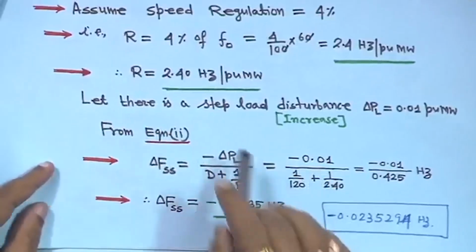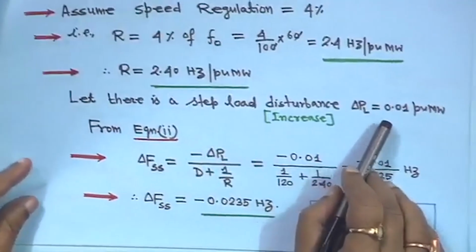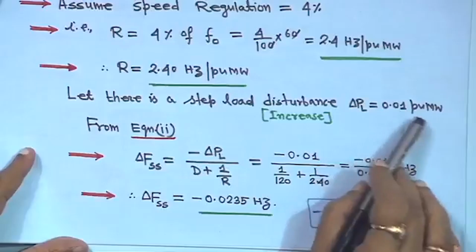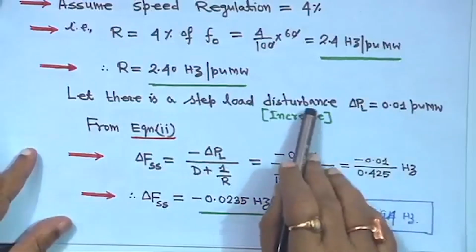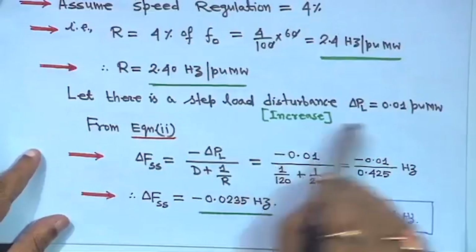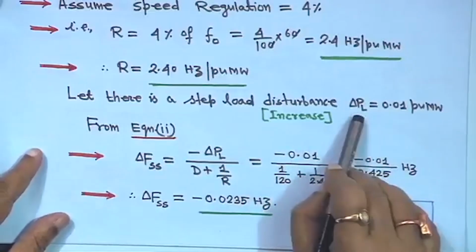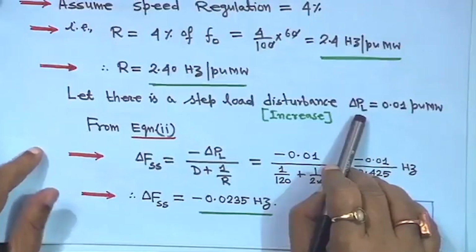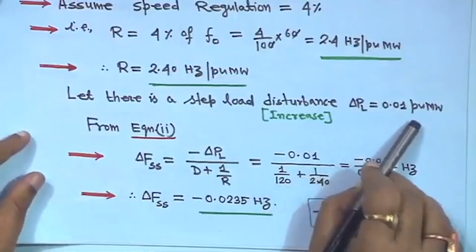Now, let there be a step load disturbance delta PL equal to 0.01 per unit megawatt. That is a step load disturbance, that is an increase. I have written here in the bracket, increase in the disturbance. That means, whenever there is an increase in the disturbance, delta PL you take as a positive value. So, 0.01 per unit megawatt.